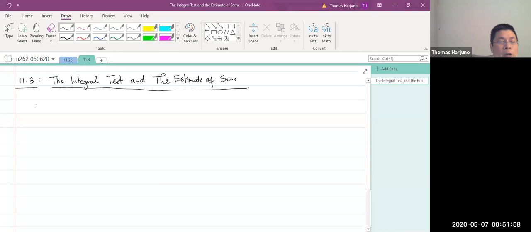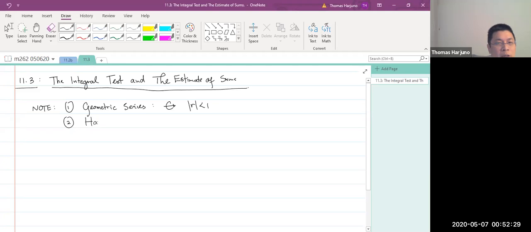Now, I think I need to write this as a note first. Note that we have learned one, geometric series is convergent when the magnitude of the ratio is less than 1. Second, we have also learned something called harmonic series. Harmonic series is divergent.